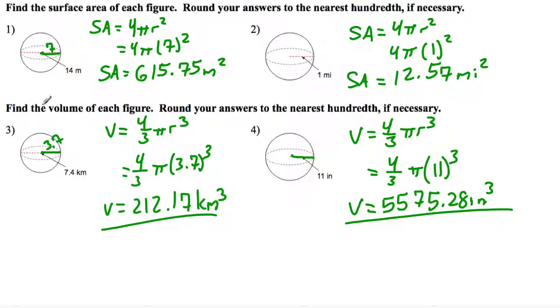So the hard part with this section is just realizing when you have a diameter versus a radius and knowing the formulas. But once you know the formulas and you know what the radius is, then plugging in these values can be really simple, and finding the surface area and volume of spheres is just as simple.